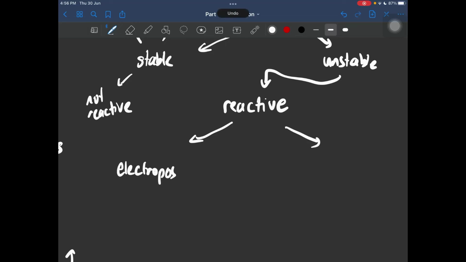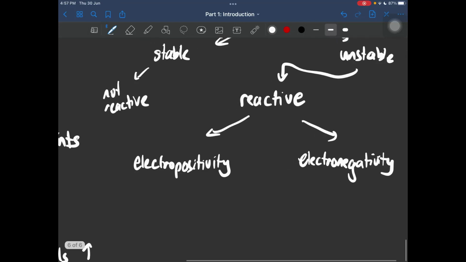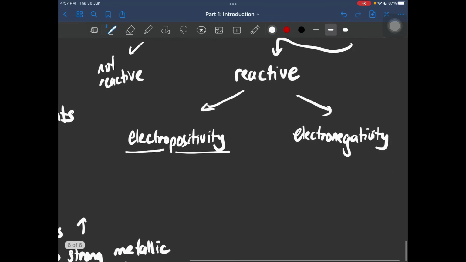electropositivity and electronegativity. So if we break down the words, right, electropositivity: electro, we will actually refer to electron's positivity because it will become a positive ion. Electronegativity: negative referring to negative ion, electro meaning electron.